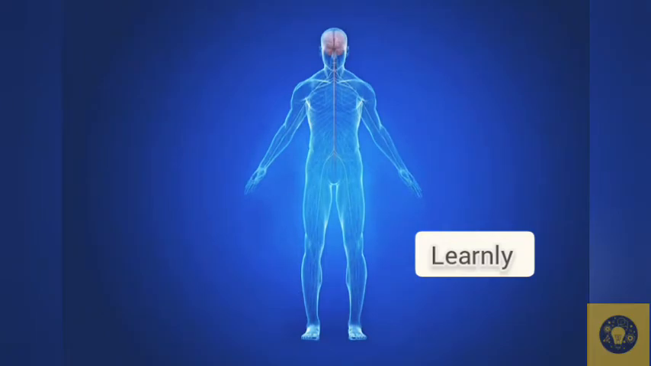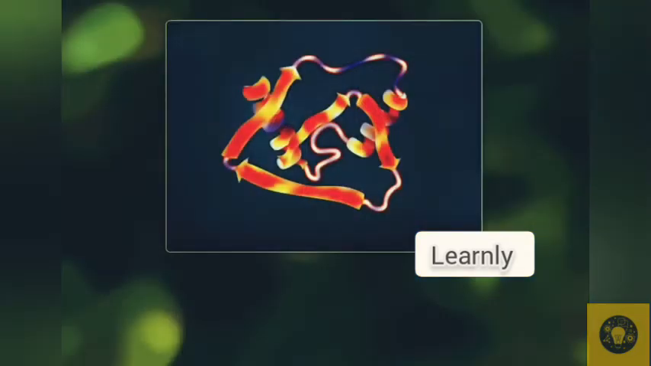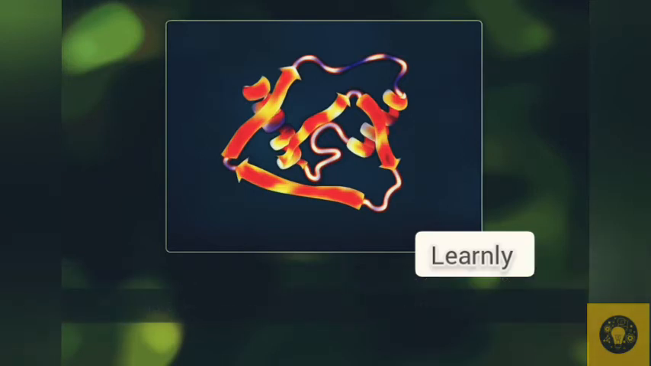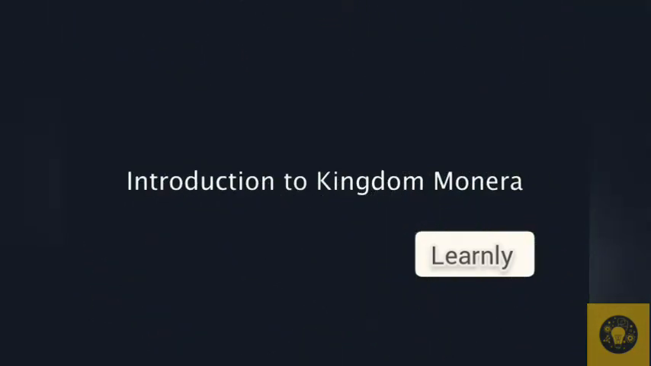Degenerative diseases of the nervous system of vertebrates, such as Kuru and Scrapie, are caused by macromolecules that are smaller than any known virus. These infectious macromolecules are called prions. Prions are largely composed of proteins with a molecular weight near 30,000. Prions are very slow-acting, and it takes about 10 years for the symptoms of a prion disease to show. They are virtually indestructible, as there is no known cure for prion diseases.